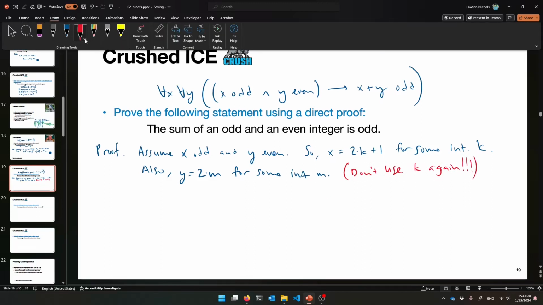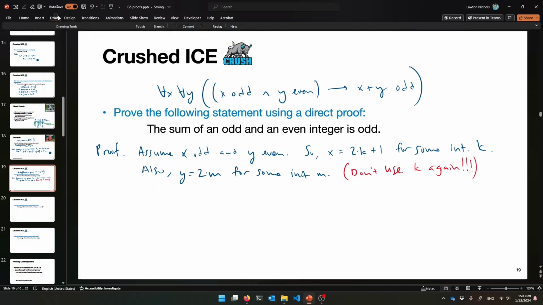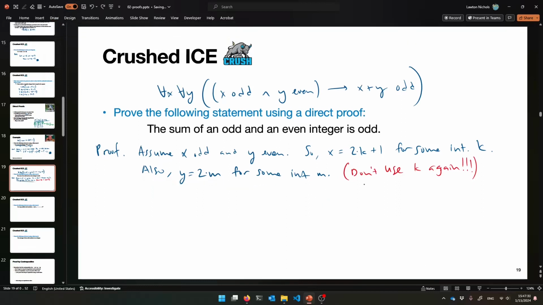So it's got to be a fresh variable name. So all right, there we go. We have that is true. And then what we need to show now, we need to show that x plus y is odd, right?